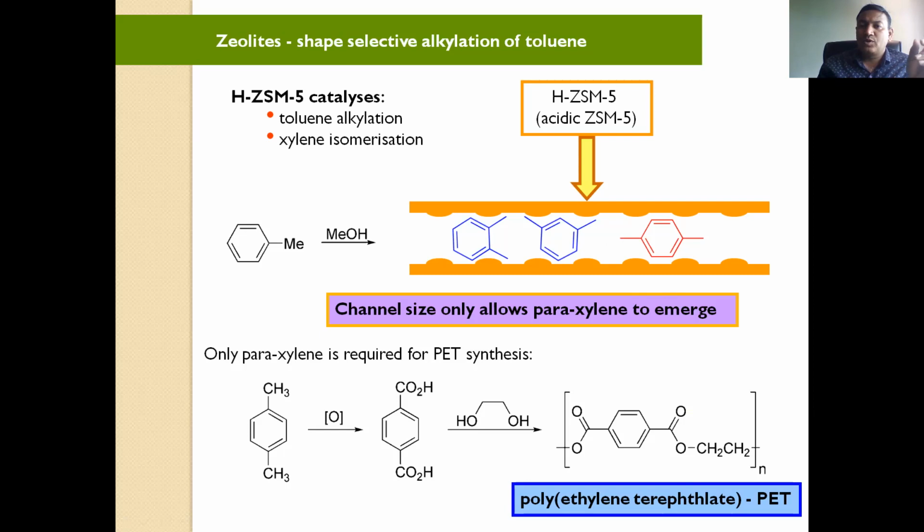When toluene is alkylated, there will be two methyl groups on benzene and the name is xylene, and in that xylene ortho, meta and para three products are there, right? So the channel size only allowed paraxylene to emerge. Okay, and so this paraxylene is very useful. Hope you understand now how we have used the ZSM5 for the preparation of this paraxylene.